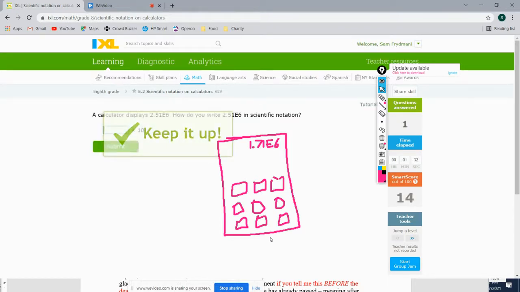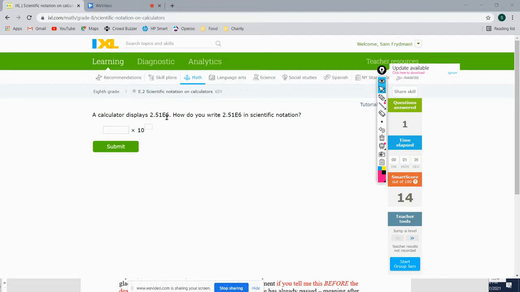Okay, so this exercise is pretty simple, actually. Let's do another one. 2.51 E6. If you see that written on a calculator, then the calculator is really trying to tell you that the number is 2.51 times 10 to the sixth power. Okay, and the exponent is not always a 6, obviously. This one would be 5.77 times 10 to the negative fourth power.